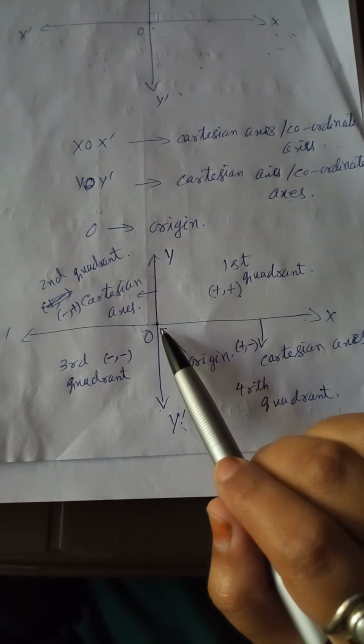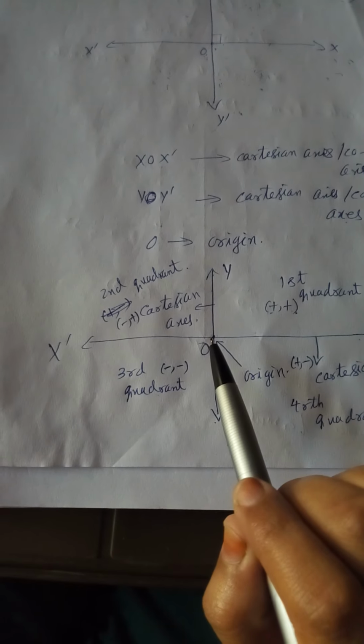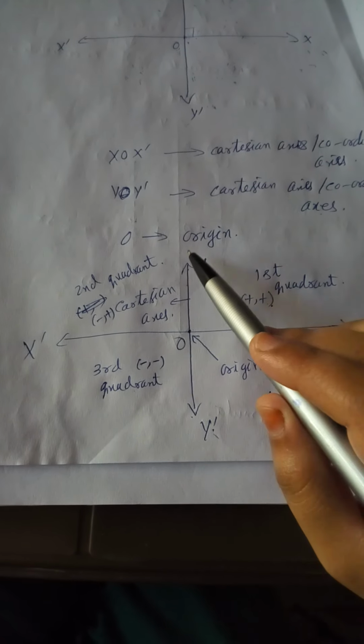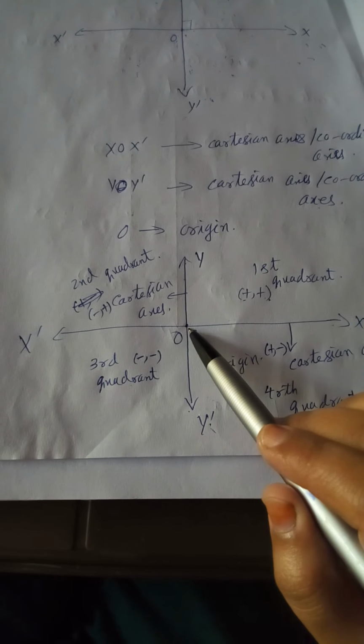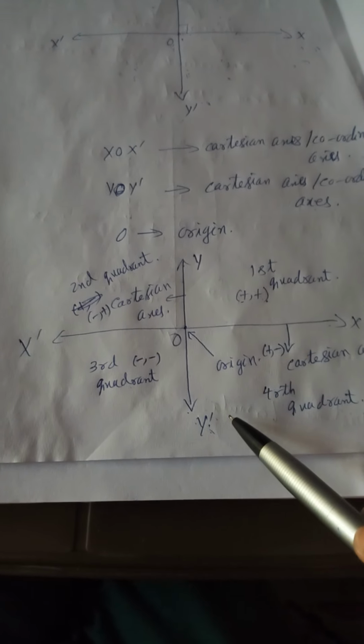If the x value is positive, then we can plot on this side, the OX side. If the x value is negative, then you plot on the OX' side. If the y value is positive, then you plot on the OY side. If the y value is negative, then you plot on the OY' side, the down side. That means on the dashed sides you can plot negative x or y values. So see.